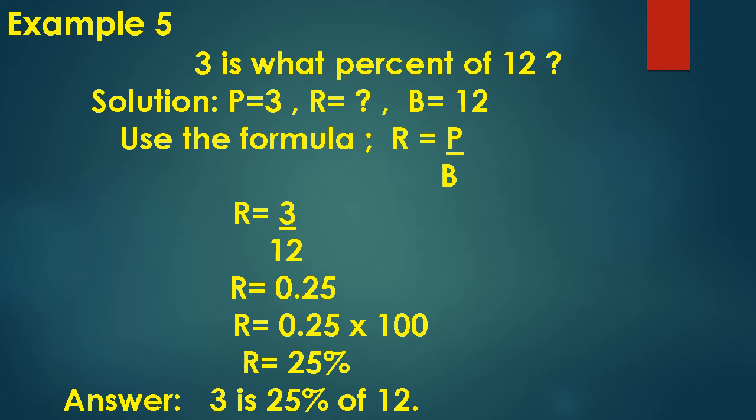Example number 5. 3 is what percent of 12? Solution. P is equal to 3. R is missing. B is equal to 12.